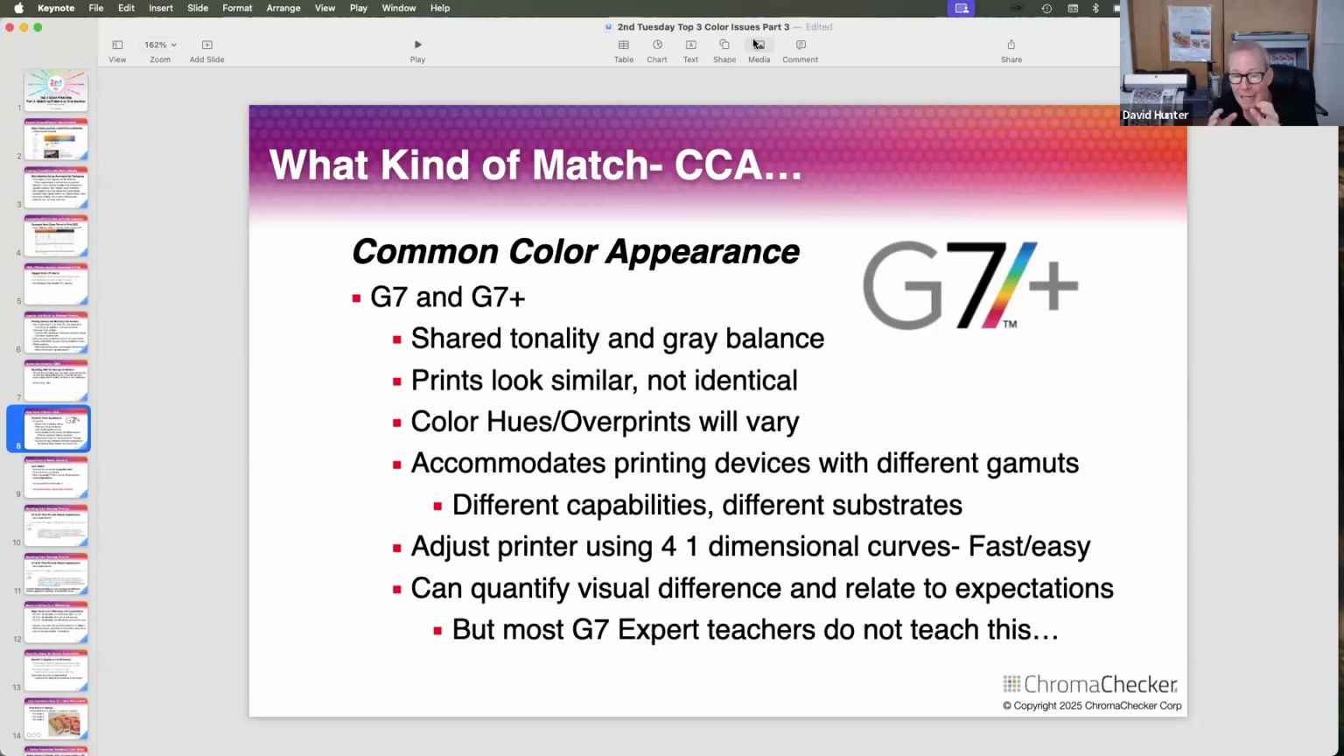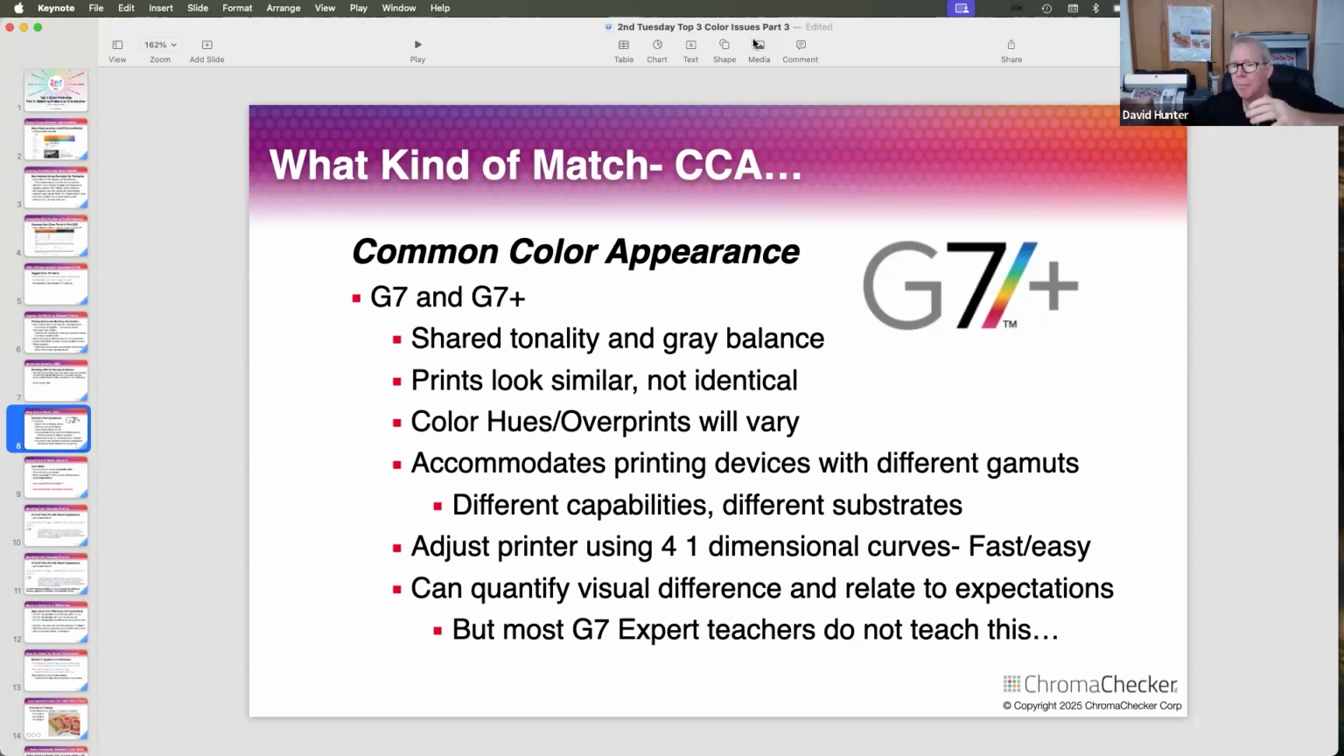And it beautifully accommodates virtually any printing device with any gamut, meaning no matter what substrate the print is on, you can G7 it. Any CMYK device, you can G7 it. And you use 4 one-dimensional curves. It's pretty fast and easy, especially with ChromaChecker, which is a certified G7 product, to get your devices into a shared visual appearance. And that's better than we've ever had.